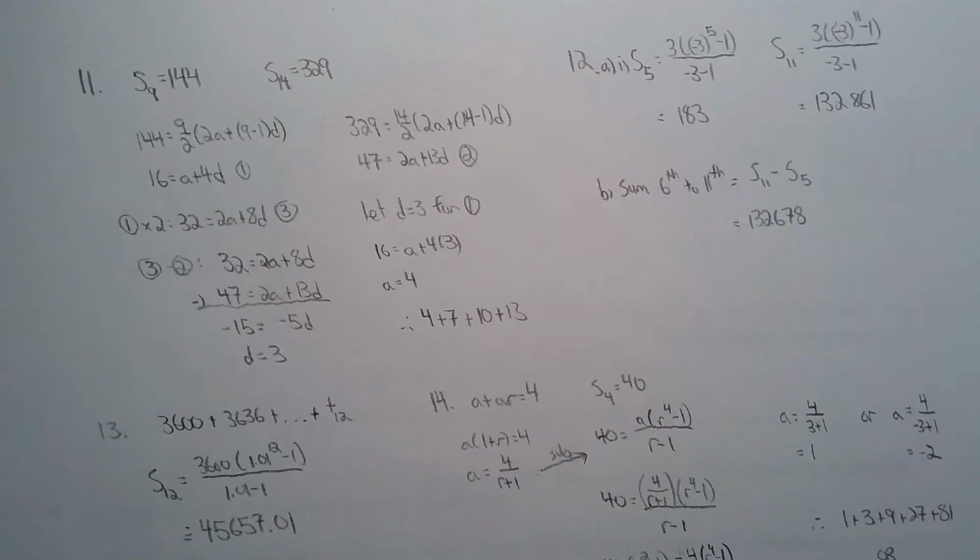So for 11, they're telling me that the sum of the first 9 terms is 144, and the sum of the first 14 terms is 329. So using that information, you can build a linear system.